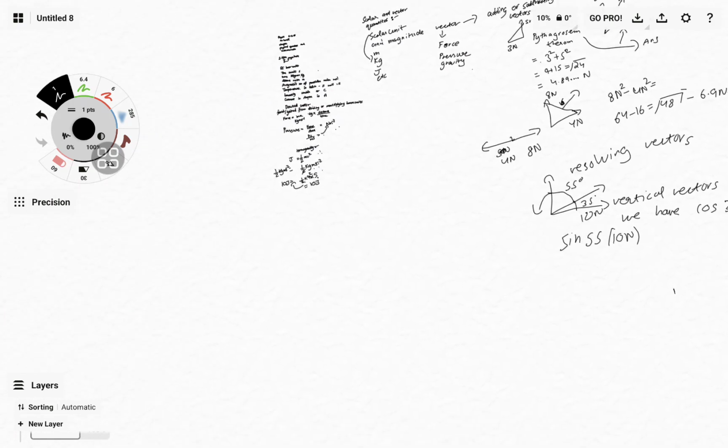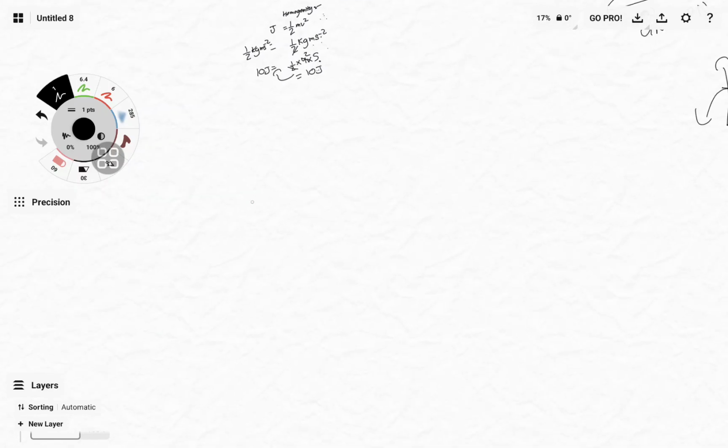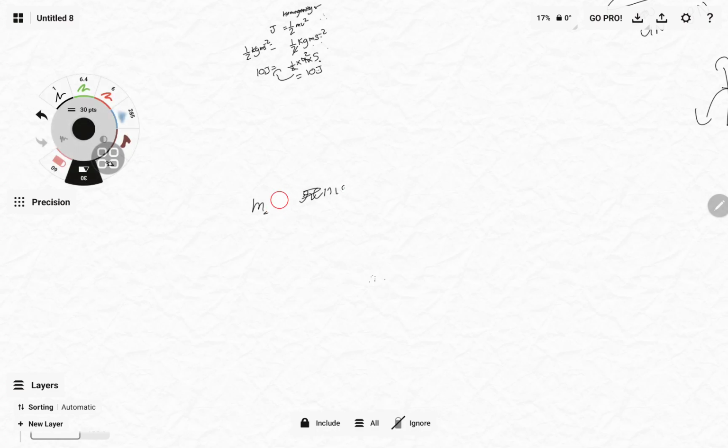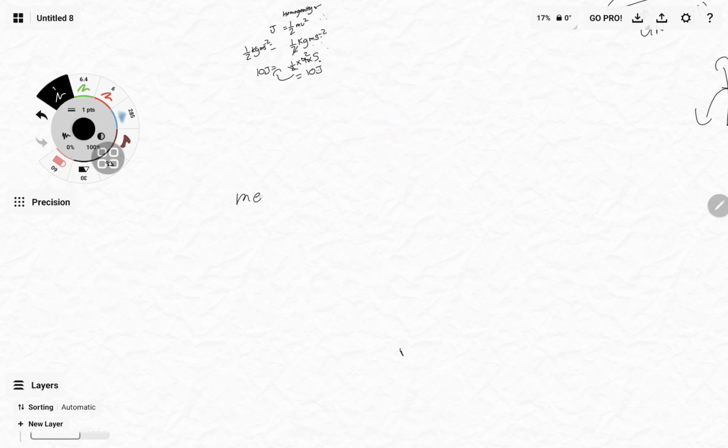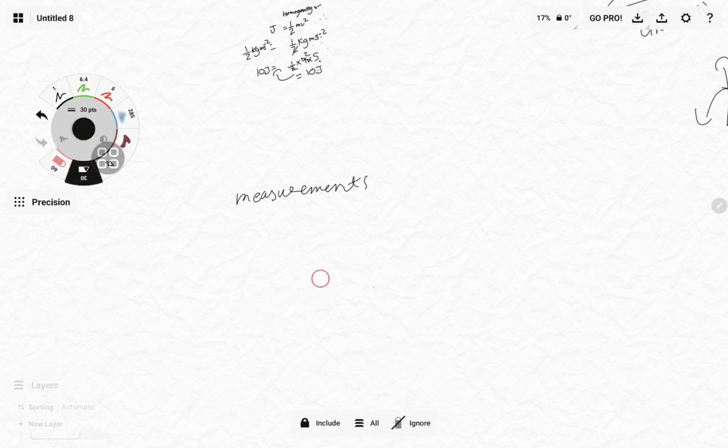Resolving vectors. Next we have measurements. Measurements is the last part of this. I will also make flashcards for this revision. Measurements.